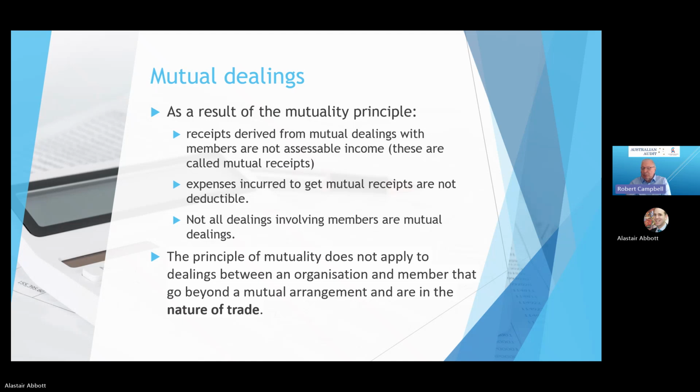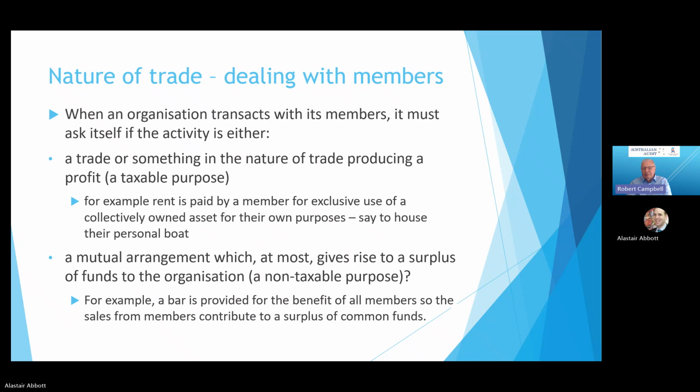Principle of mutuality doesn't apply to dealings between an organisation and a member that goes beyond a mutual arrangement and are in the nature of trade. So say one of the members is a carpenter and he provides an invoice for work on the club, right? It's in the nature of trade. Let's move on to the next slide.